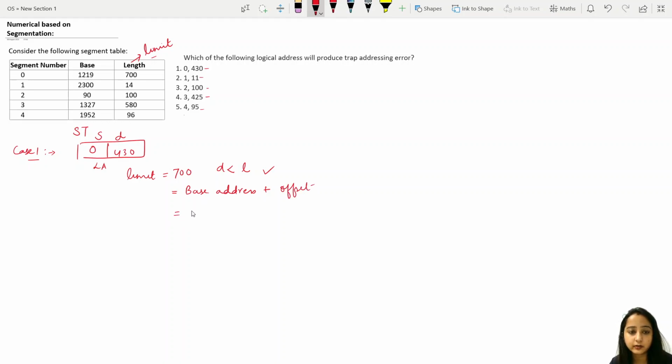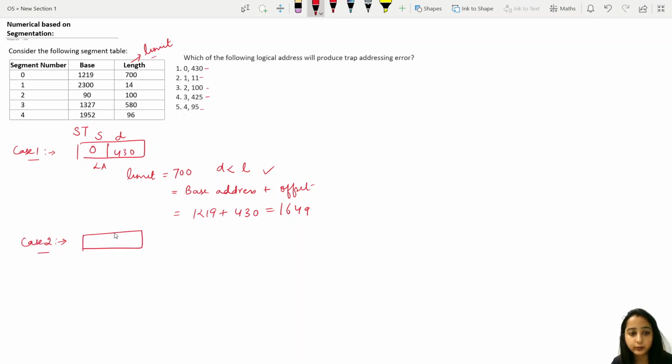That is the part I have to fetch in the main memory. What is the base address corresponding to the limit, for segment 0? 1219 plus, what is the offset? 430, right? So it will be somewhat 1649. So there is no error. Okay, let me consider case number 2.